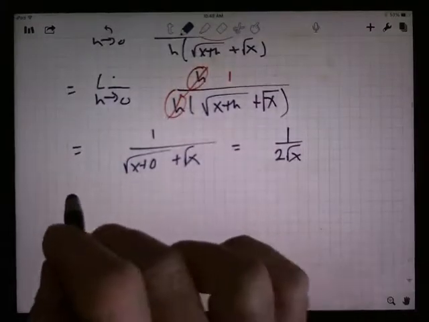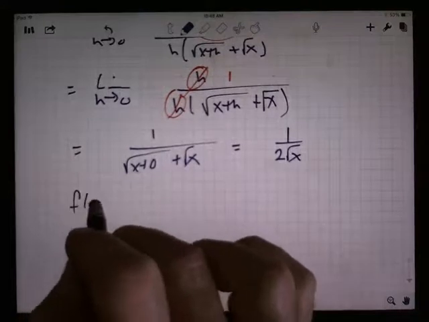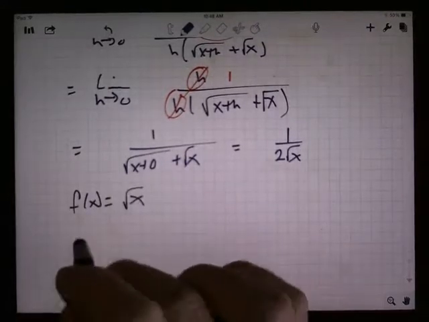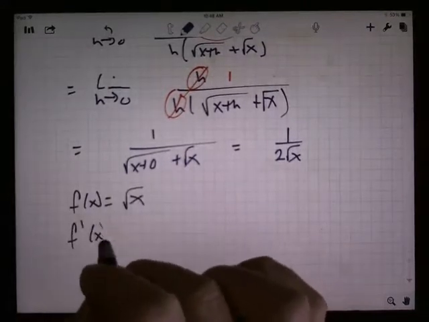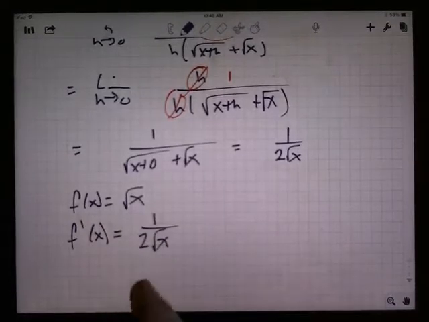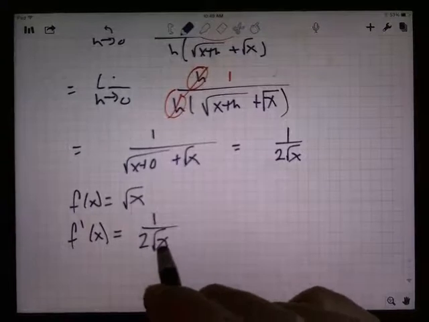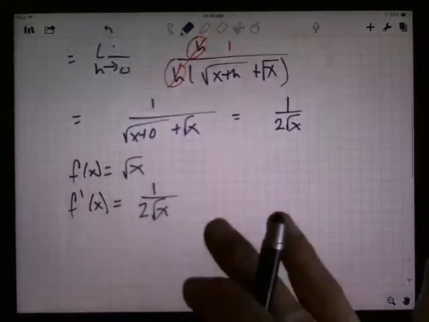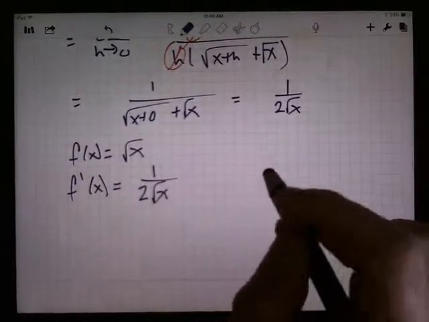So here we go. To recap, started with f of x equals the square root of x. F prime of x is 1 over 2 times the square root of x. Right? So this function here is telling you the slope of the tangent line at any point. Let's do it for instance here.